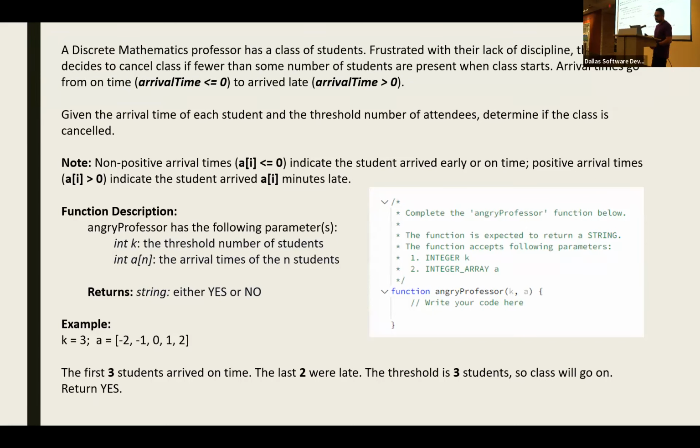If we break it down even further, they're nice enough to give us a note. Non-positive arrival times are anything less than or equal to 0, which means they came in on time. If they're late, it's going to be anything greater than 0. And it gives us a function description right here, where the input is going to be K, and it's going to take an array. And it's going to return some type of yes or no.